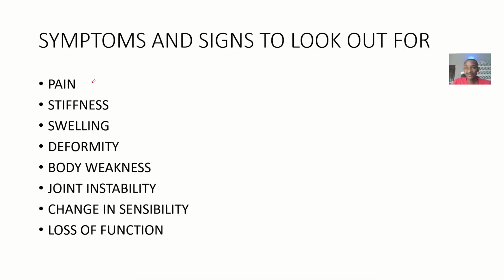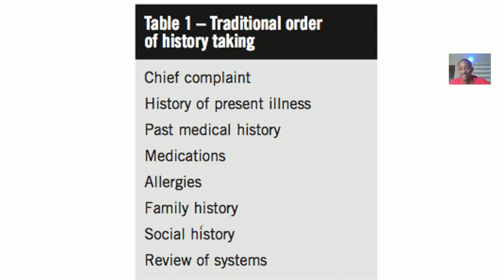So we have symptoms like pain. Are they having stiffness in the joints? Are they having swelling in any parts of the body? Are they having deformities in any part of the body? Is there body weakness? To what extent? We have already told you to clerk every symptom. Is there joint instability? Is there change in sensibility? Do they no longer feel like they used to feel, or do they feel in a hyper way? You look out for loss of function.